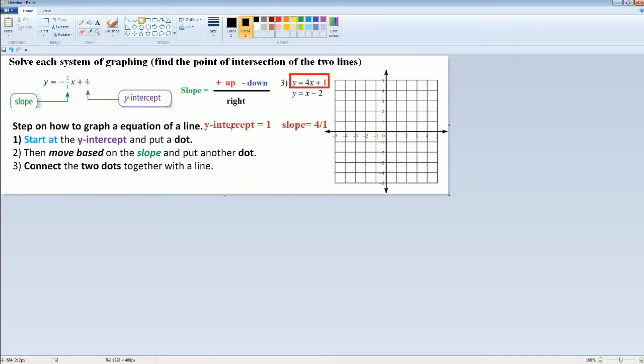We start at the y-intercept, which was 1. Then we move based on the slope. So 4 positive means I go up. 1, 2, 3, 4. Do I put a dot here? No. You still have to go to the right 1. Okay? Now you connect the dots. This is the red equation, so I'm going to use a red line. Good.